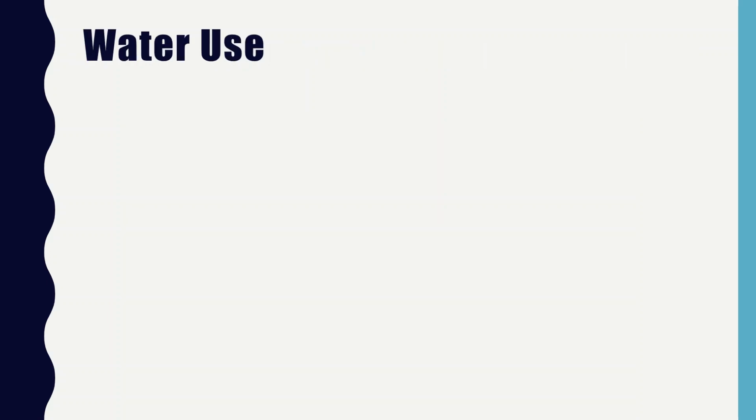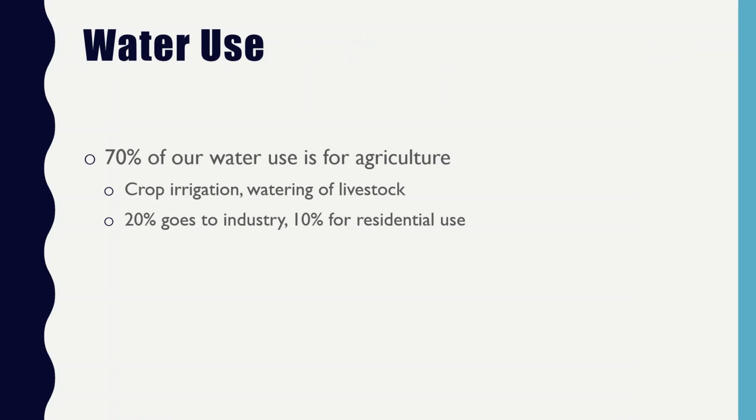So what are we using our water on? 70% of our water is used for agriculture, crop irrigation, and watering of livestock, and then 20% goes to industry and 10% to residential use. That 20% bullet should be popped out the other way. I apologize. When people talk about reducing water in our homes, that's really good for sustainability, but we really need to get better at our water use for agriculture in order to really improve how much water we're using.